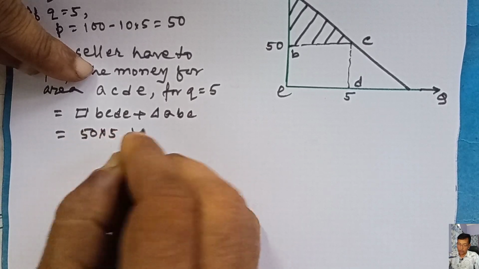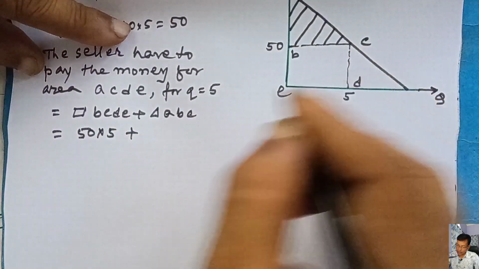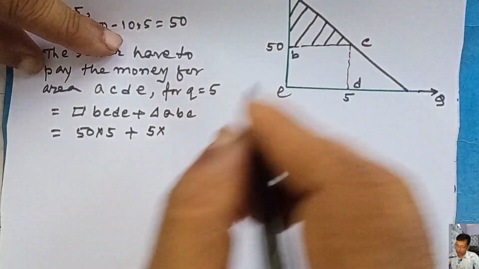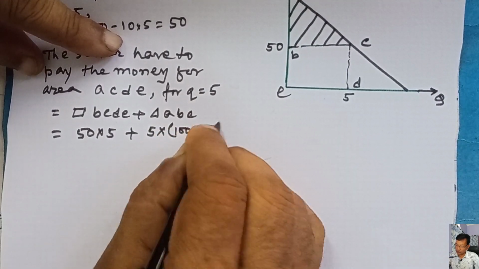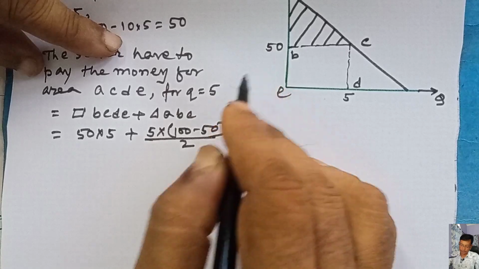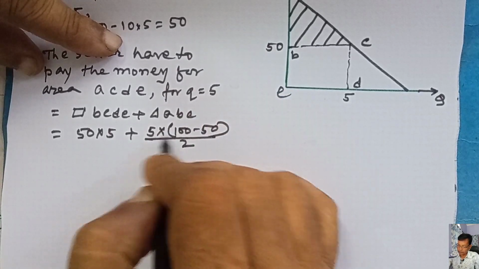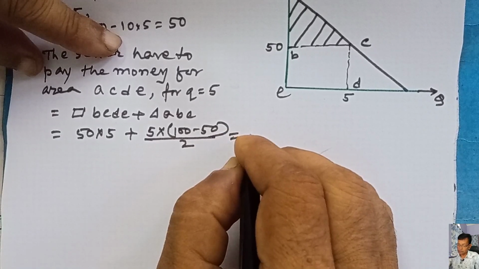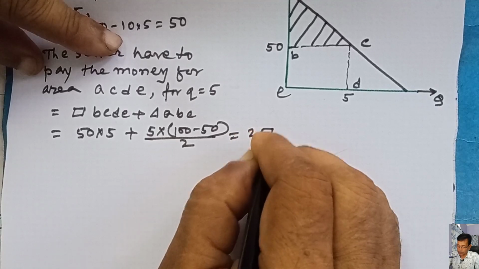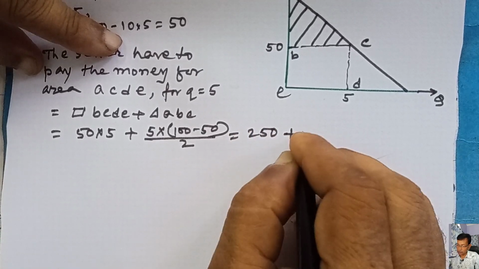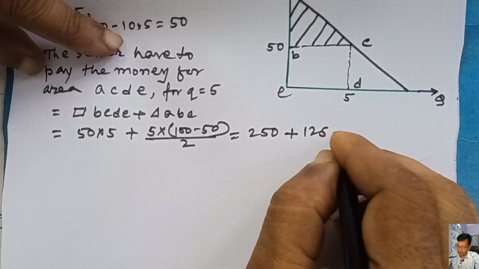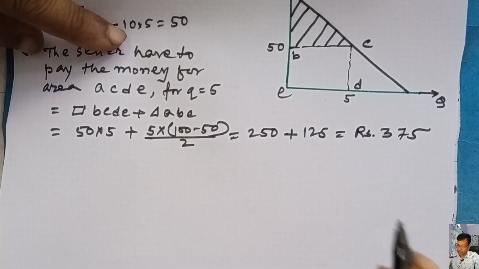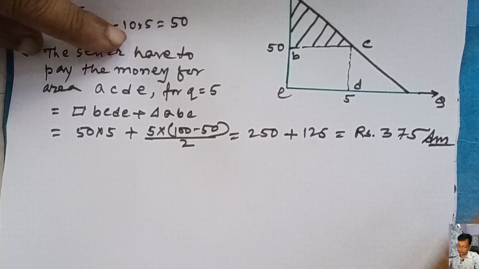Fifty into 5 plus 5 into 100 minus 50 divided by 2, since the area of a triangle is half base into altitude, is equal to 250 plus 125, is equal to rupees 375. This is the answer.